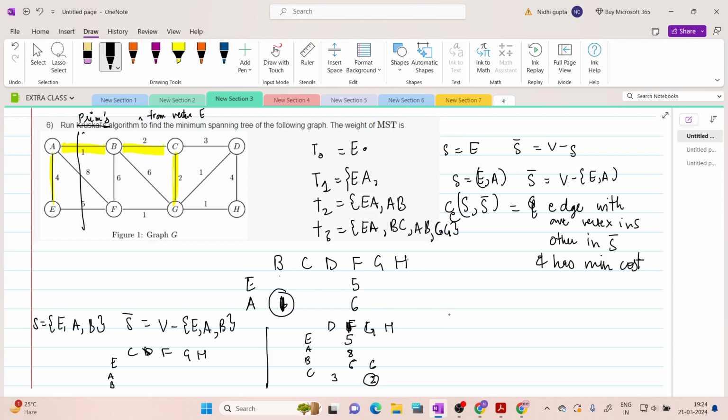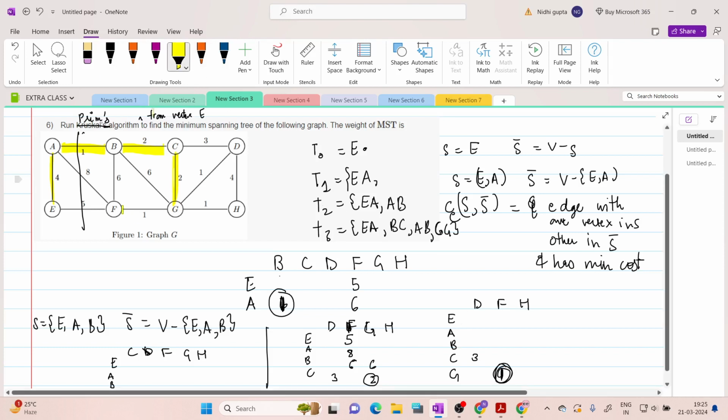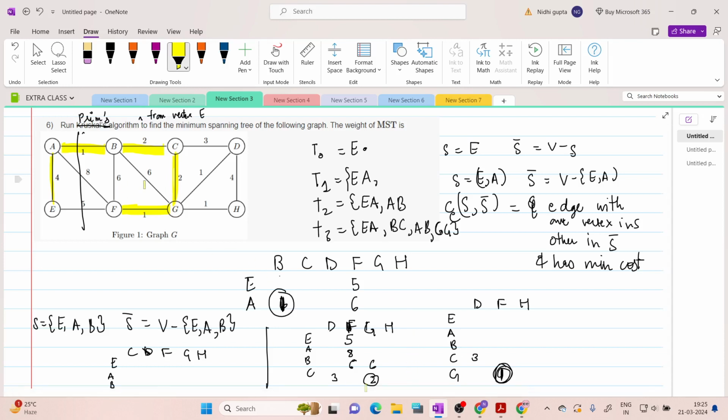Okay, so now the new cut is E, A, B, C, G, and then we have D, F, H. So we have BC is 3, FG is 1. So we are getting one edge. So we see that this is the minimum in the next step. So now we have to compute the last edge.